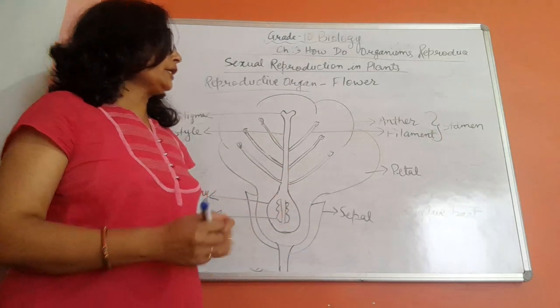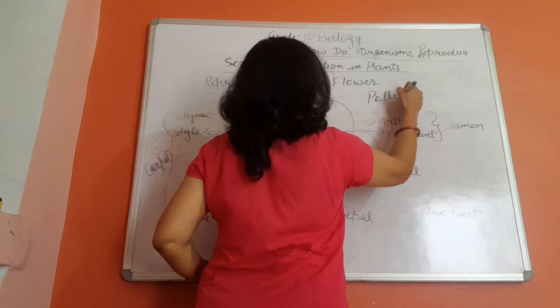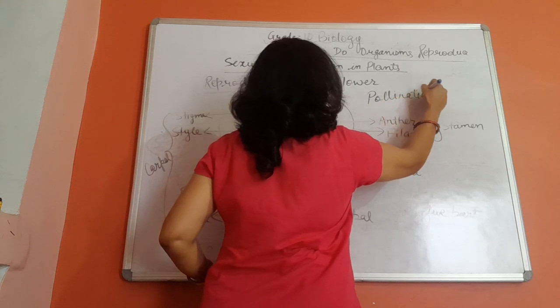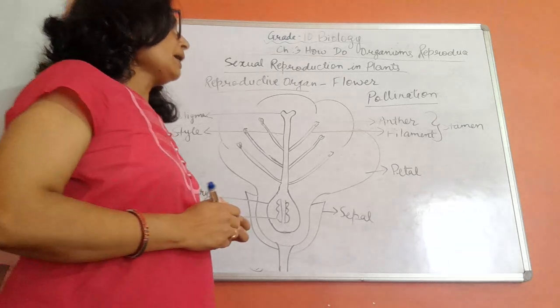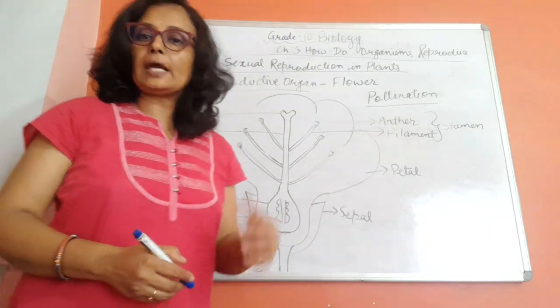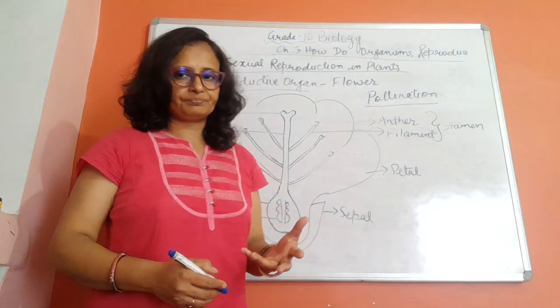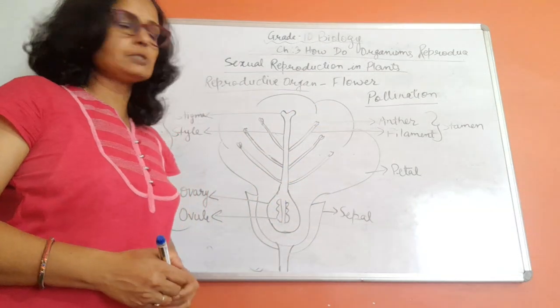So what is pollination? We need to study about pollination. What is this pollination? First of all, we need to know what happens. So pollination is a process of transfer of pollen grain from anther to stigma. Anther to stigma, pollen grain transfer, that is pollination.